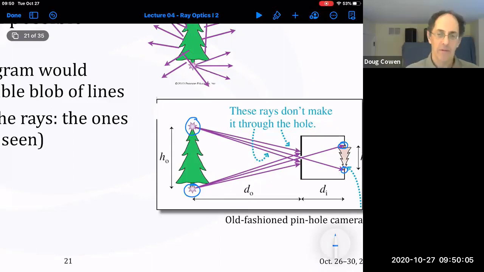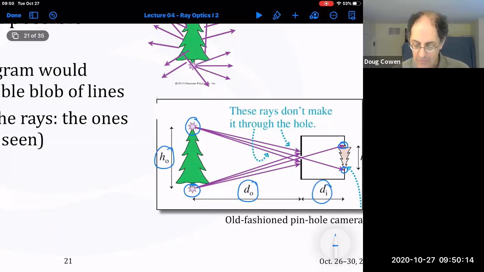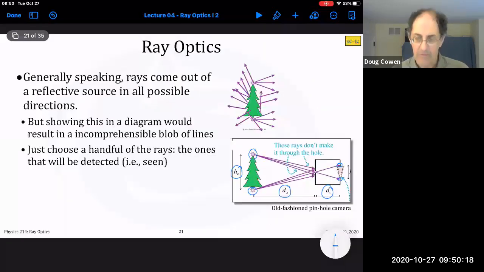And with a little additional work, knowing the height of the tree and the distances involved, you can figure out what the height of the image will be. Sorry, that's got chopped off of this figure. What the height of the image will be inside of the camera. Conversely, if you measure the image inside the camera, you could figure out how tall the tree is. And that would just be simple geometry, similar triangles basically.